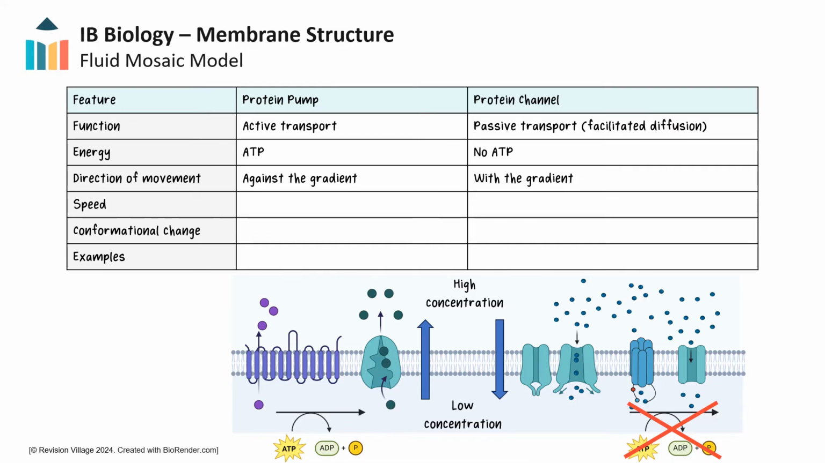A membrane pump is slower as the protein needs to shift its shape in a conformational change in order to bring the materials across the membrane, which takes time. The channel, on the other hand, does not need to change shape unless a gate needs to open, and substances can simply pass through the pore, leading to a faster rate. Examples of protein pumps that are studied in the syllabus include the sodium-potassium pump, while examples of protein channels are aquaporins and ion channels seen in the nerve impulse.